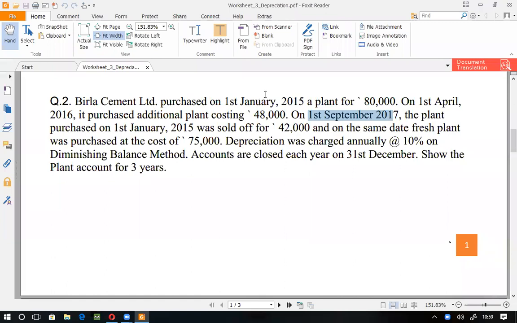Like for the first machinery, a plant for 80,000 was purchased in January. In April 2016, it purchased another plant, and in September it purchased a third plant. And in January, it sold off the plant. Fine. So we are going for the first plant, Birla Cement Limited, purchased on 1st January 2015, plant for 80,000. And the rate of depreciation is given in the third last line of the question, which is 10%. So 10% of 80,000 will be 8,000.